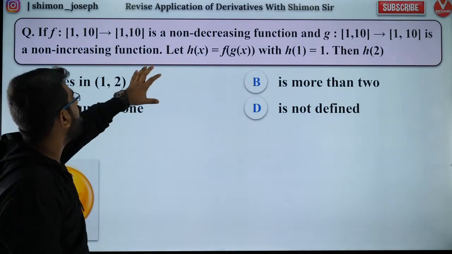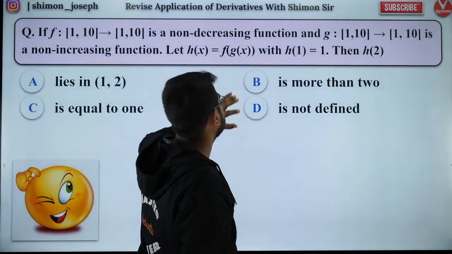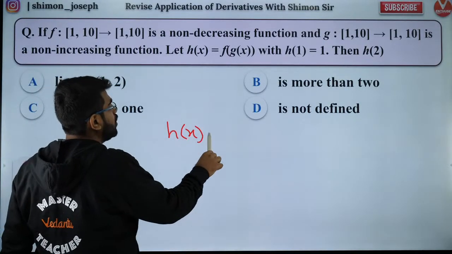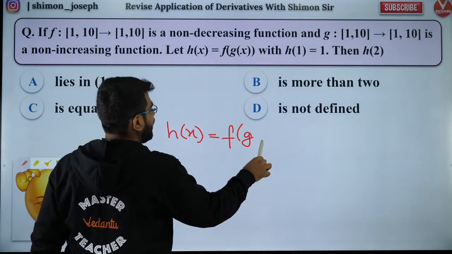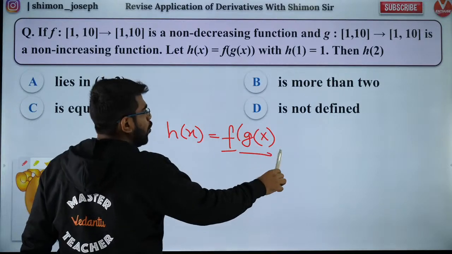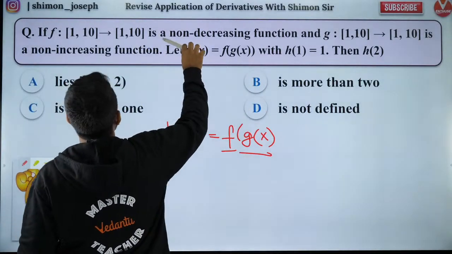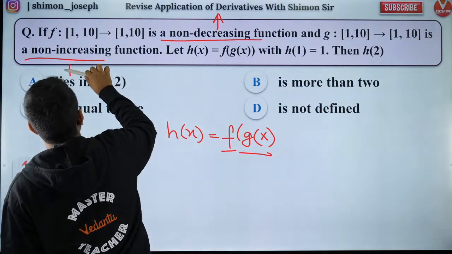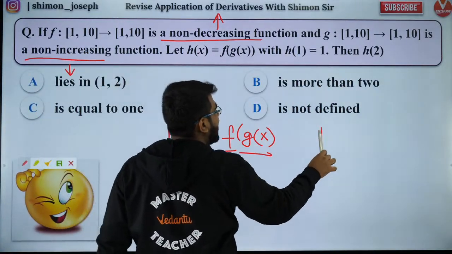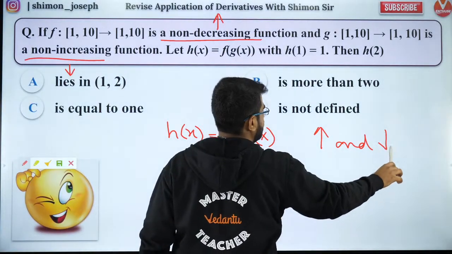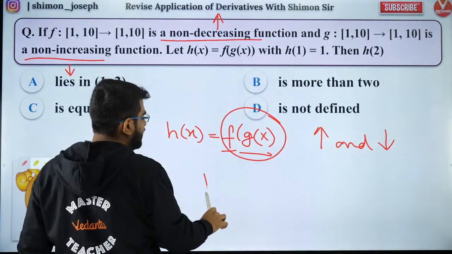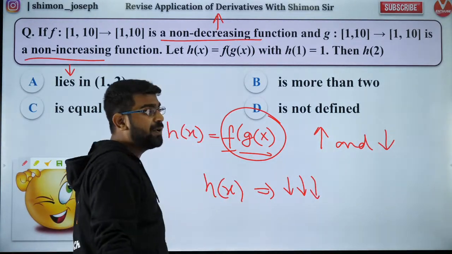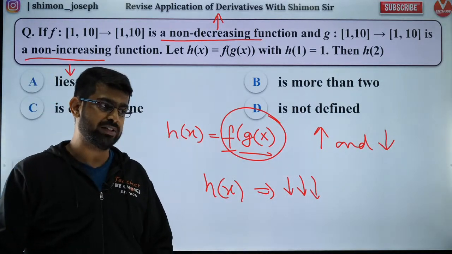So we have h of x to be f of g of x. Got it? Now guys, h of x is a composition of f and g. So f of x is an increasing function and g of x is a decreasing function. When you have increasing and decreasing in composition, then the overall function will be a decreasing function. That is a property. Please make a note of it.